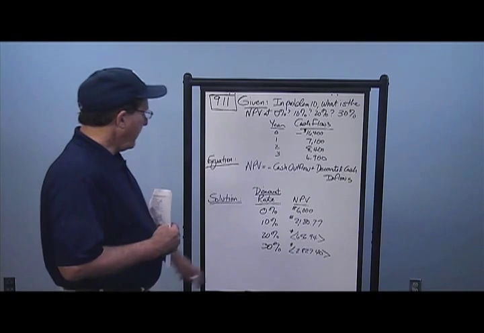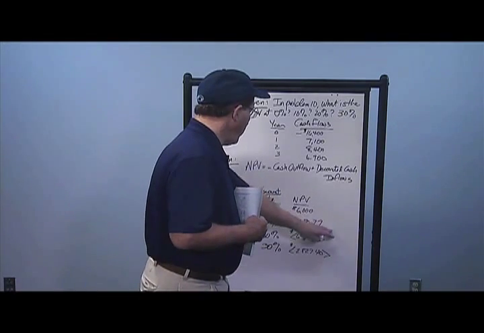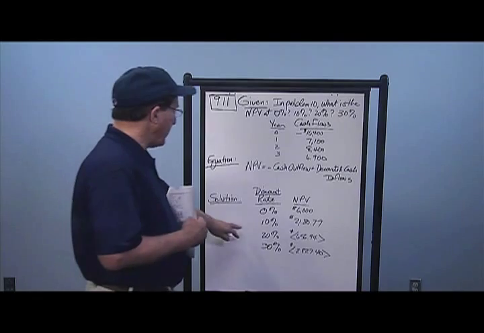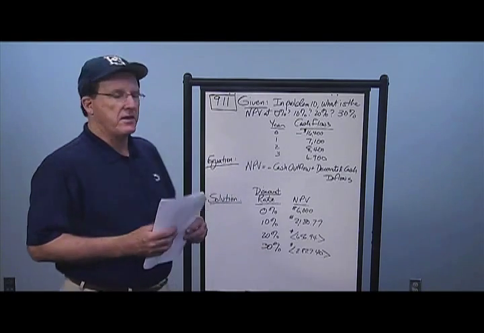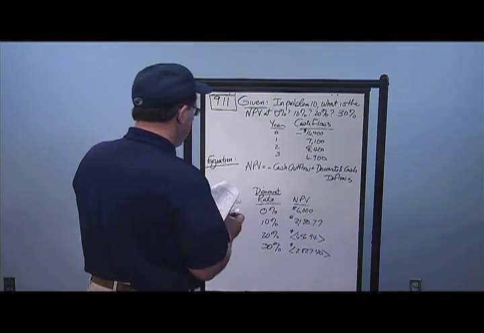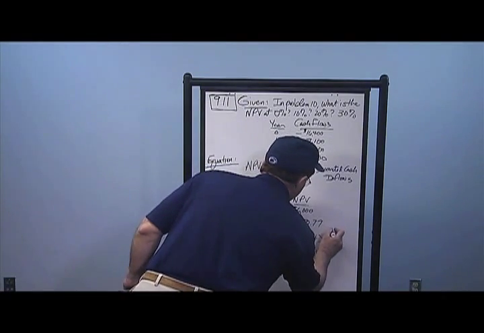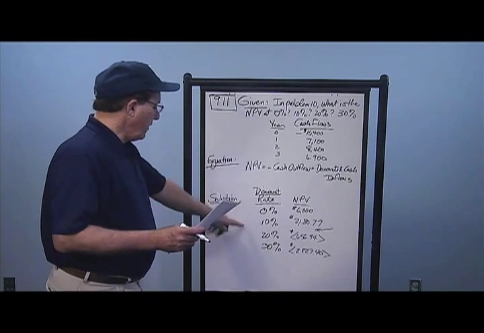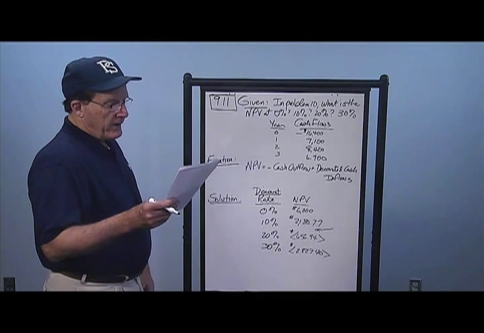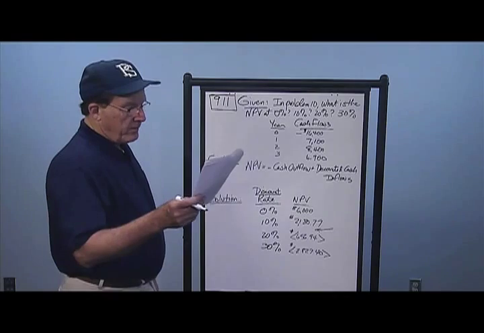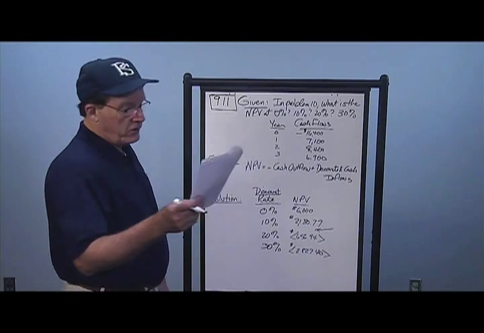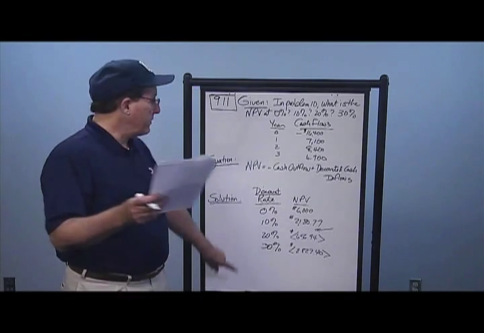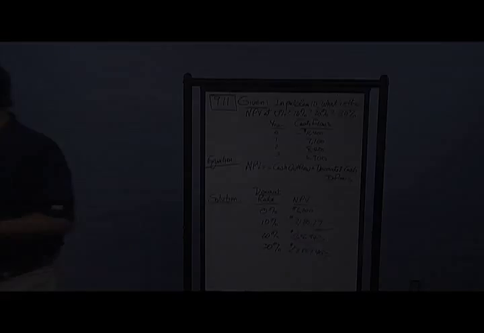So I would accept the project at 0 and 10% discount rates, and I would reject the project at 20 and 30% discount rates. And we can see once again in this NPV profile that my IRR comes in right there, obviously closer to 20%. And we calculated that in the prior problem. It's 17.4248%. There are your answers to problem number 11.